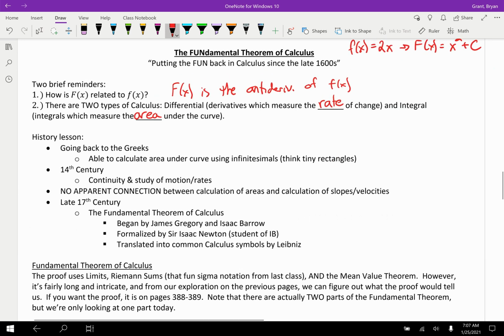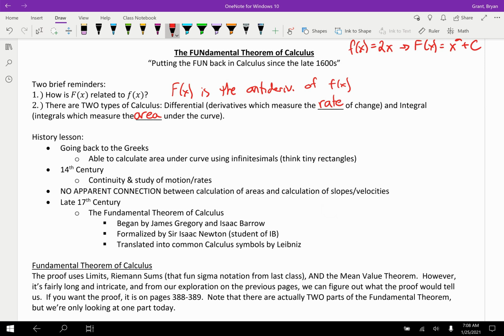Now, the crazy part about these two is they've been known for a long time, right? So we say calculus was, quote, invented in the late 1600s. People knew how to do differential calculus for hundreds of years before that. They also knew how to do integral calculus for arguably thousands of years before that, right? The Greeks alone, we're talking over 2,000 years ago at this point, were able to calculate the area under the curve using infinitesimals. So they were using infinitely small rectangles.